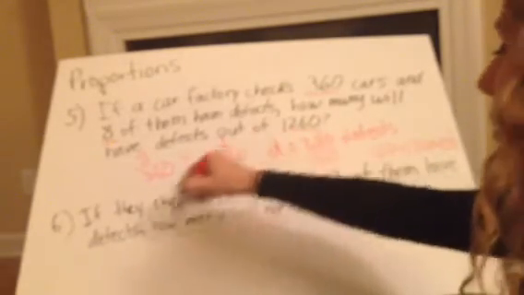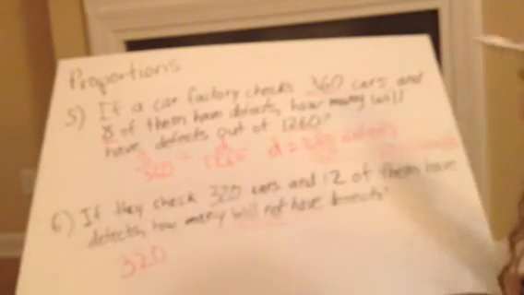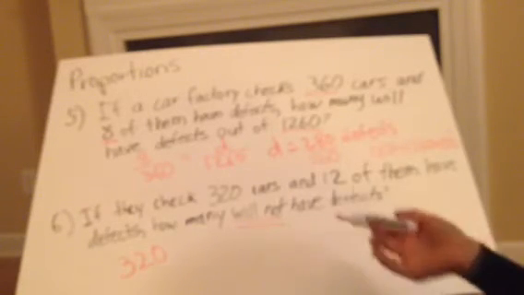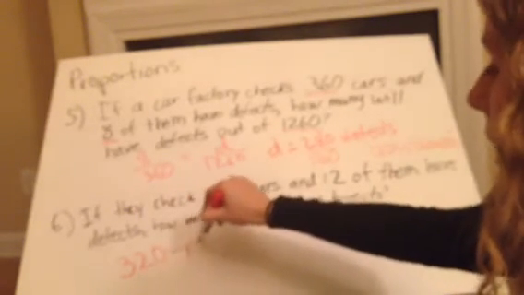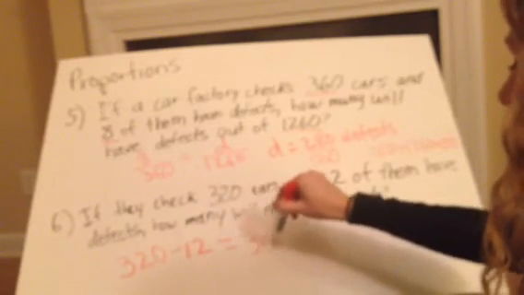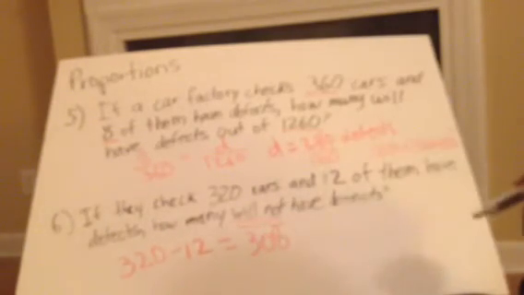So we're going to use our total. We know 320 is the total number, and 12 of them have defects. That means all the rest of them are not defective. So we're going to subtract 320 minus 12 and get 308. So we have 308 cars that are not defective.